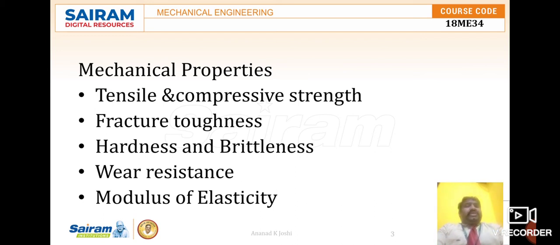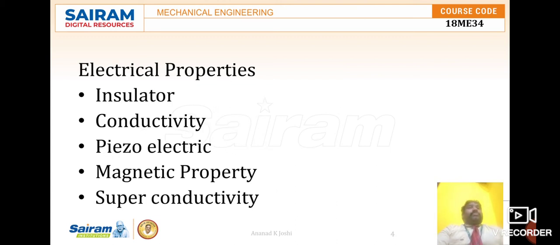And we'll come to the other properties, like electrical properties. So first one is insulator. You already know that the electrons in most ceramic materials are usually not in a conduction band, and hence ceramics are considered insulators. So it makes them a good choice in heating and lighting, power distribution and other electrical applications.